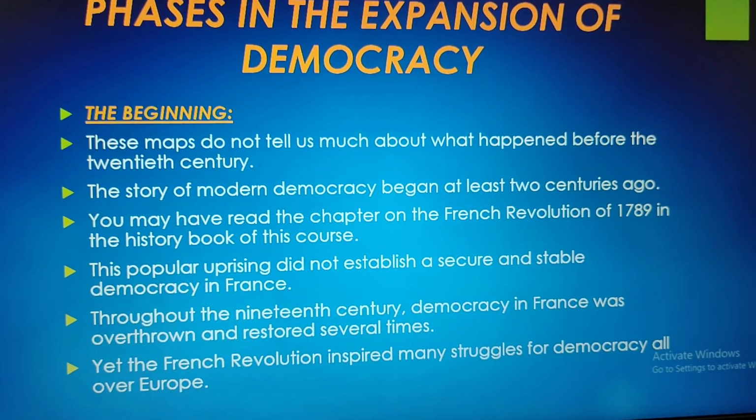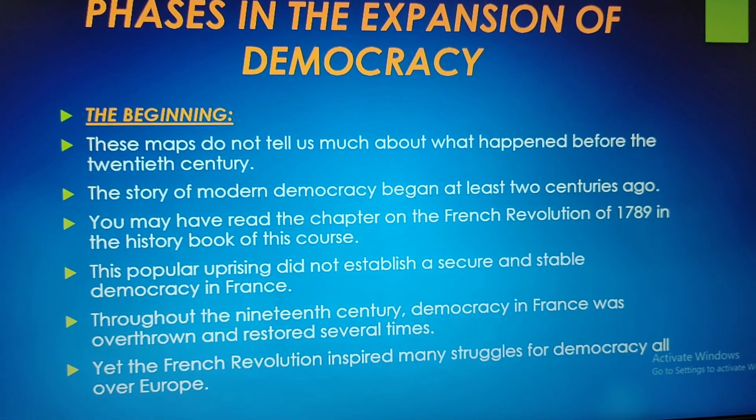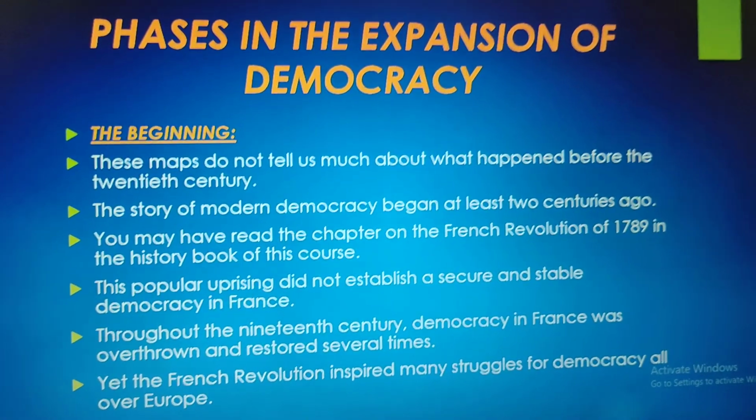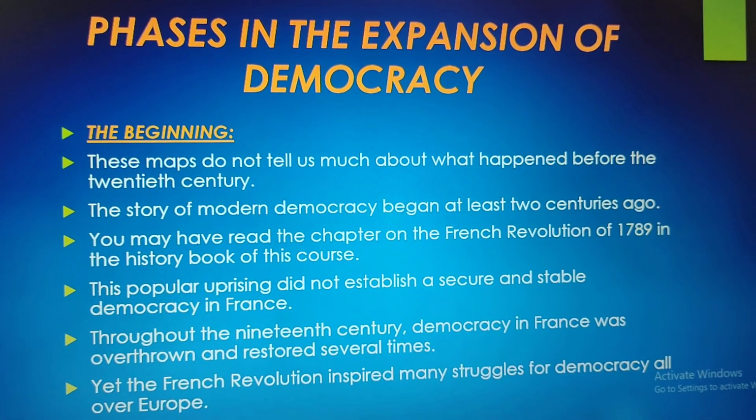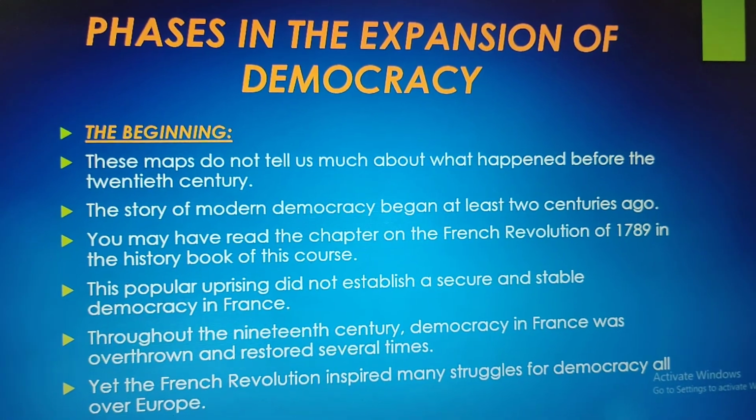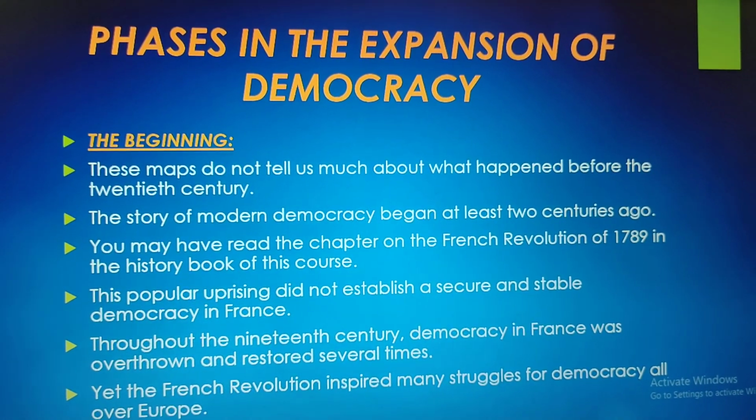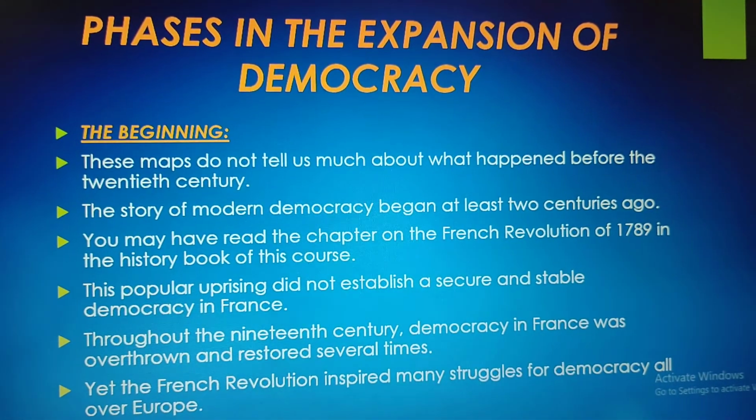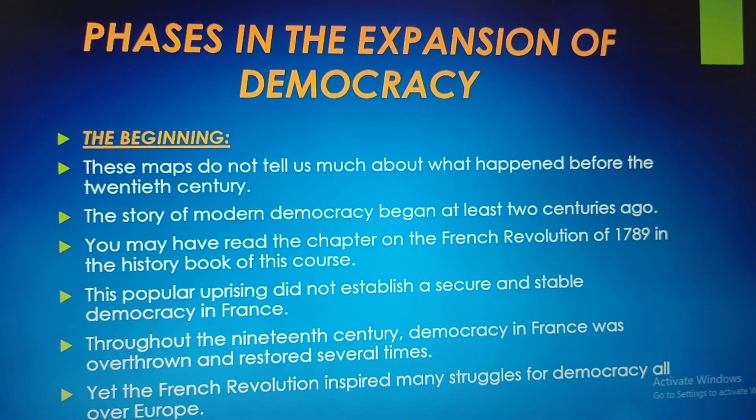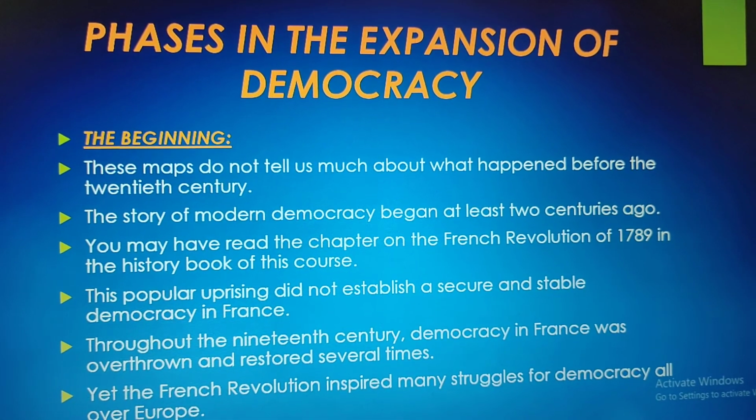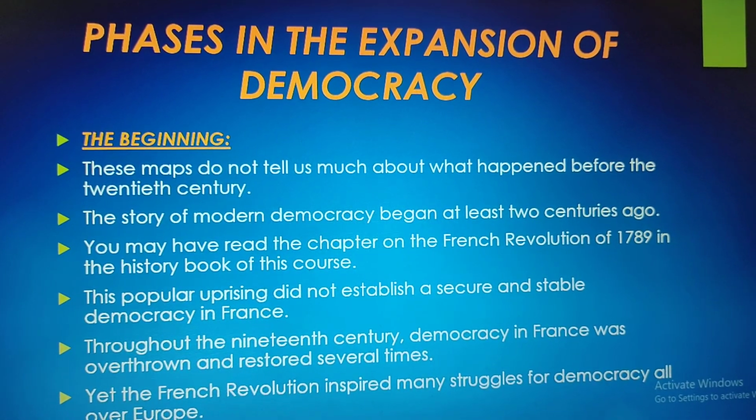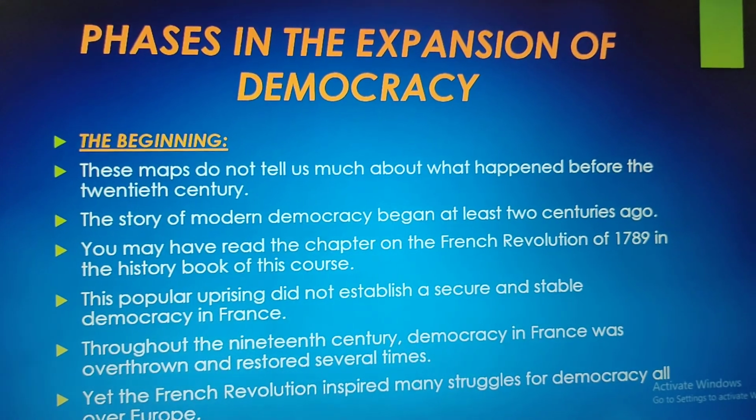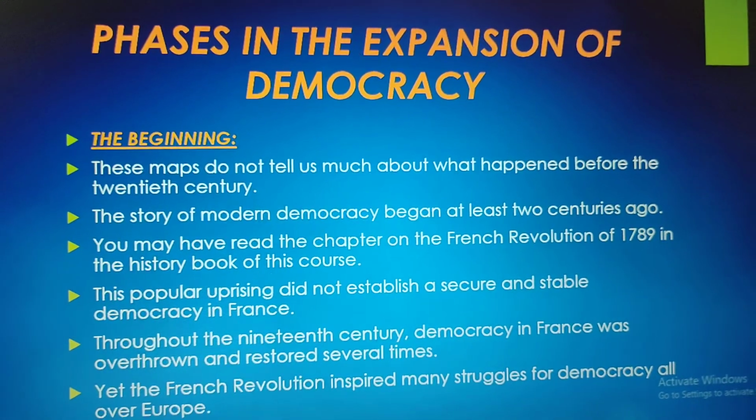These maps do not tell us much about what happened before the 20th century. Though they show the countries to be democratic, are they telling you whether universal adult franchise was given to all the citizens of the country, right? There is a criteria, like in India, all adults of age 18 or above have been given the right to vote.